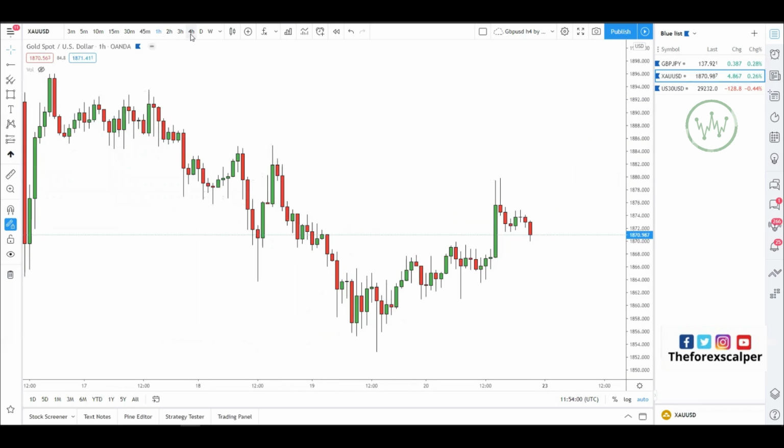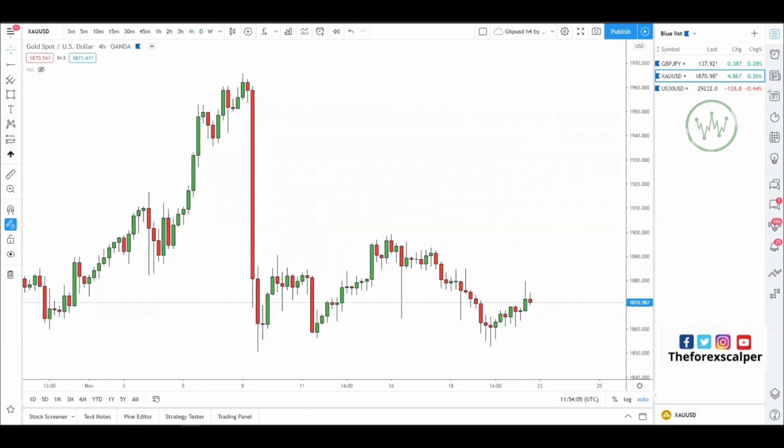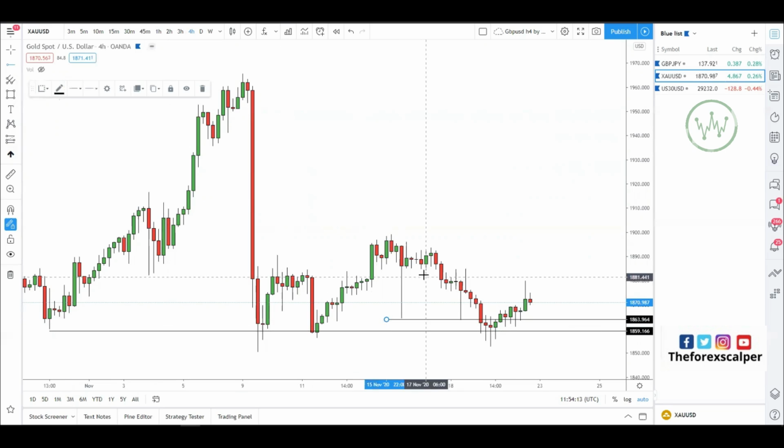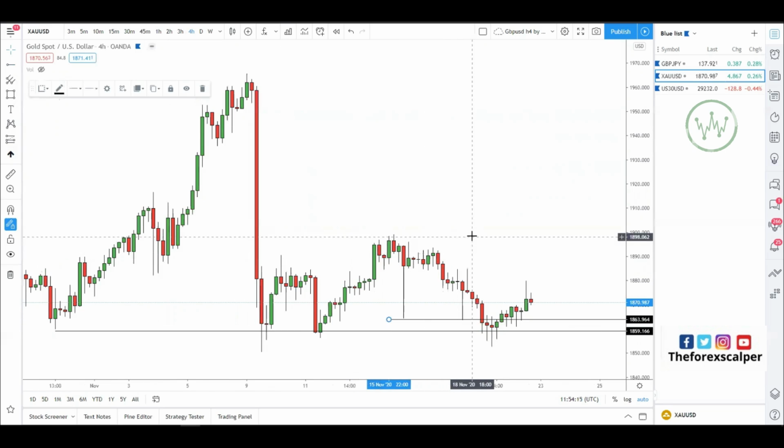Gold, one of my favorites as well. If you're moving to the 4H time frame, you can see that price was trading around this edge right here and right here. So liquidity levels, you can see it.